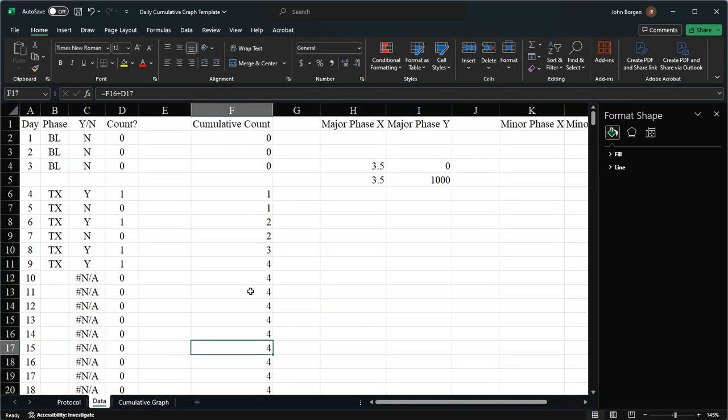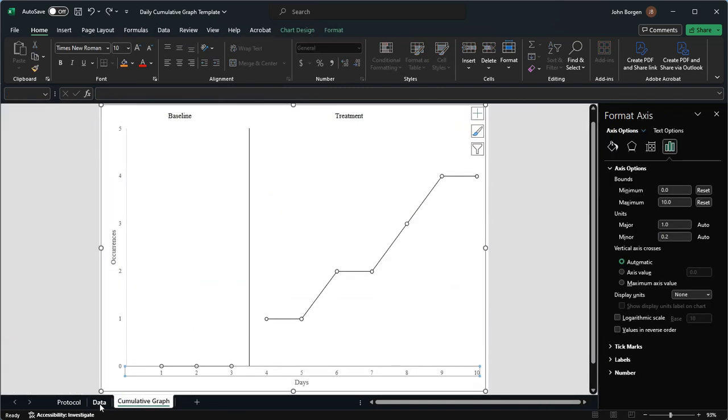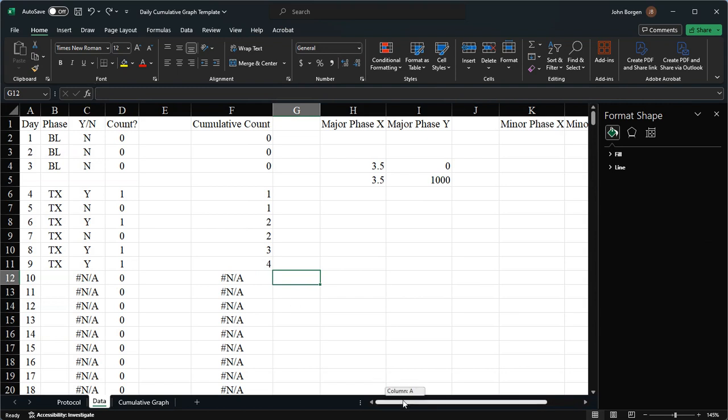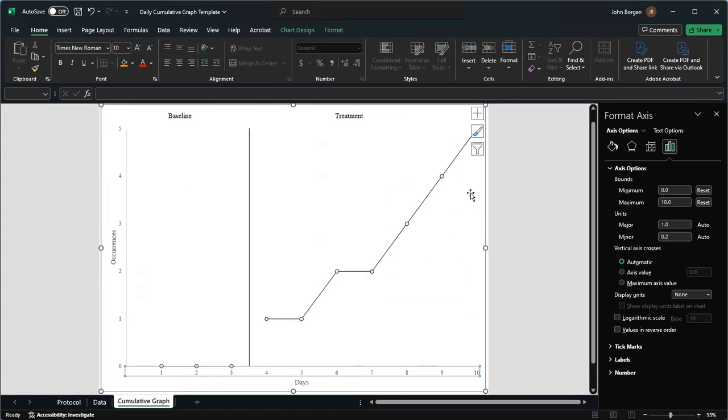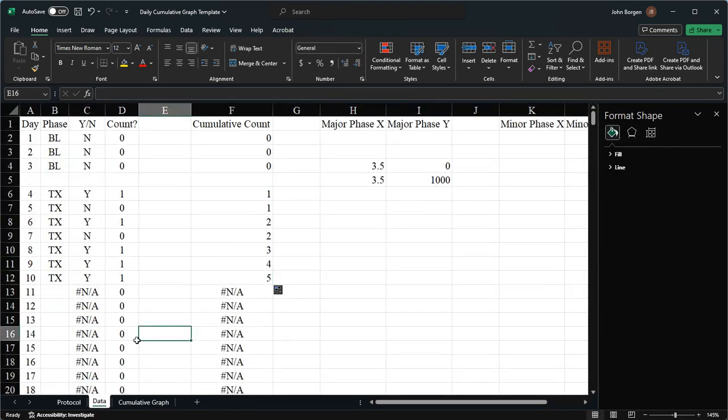It is slightly annoying because now as I enter data, I have to continue to do this fill down. So let's say I have another data point and it's a Y, and that turns that into a 1. I'm going to have to come over here and pull down the formula 1 so that the graph updates correctly. It's a little less user intuitive. If you have a better way to make this work, I am all ears.